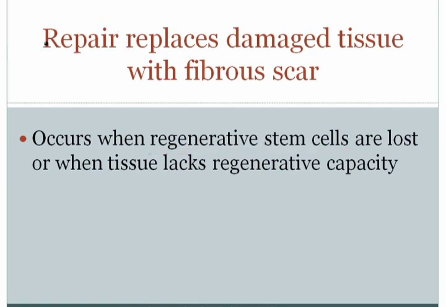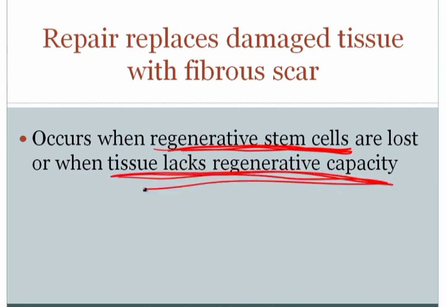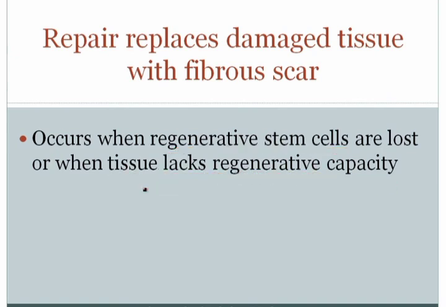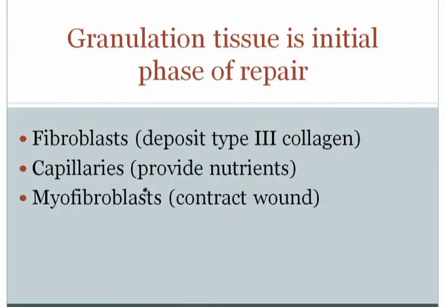And so that's why I've stated here that it occurs when the regenerative stem cells are lost, for example, with a deep cut to the skin, or when the tissue lacks regenerative capacity, for example, myocardial infarction. All right, so both of those are kind of high yield. Now, when repair is occurring, repair means what? It refers to the replacement of the tissue with scar. The initial phase of repair will be called granulation tissue. That's the very initial phase of repair.